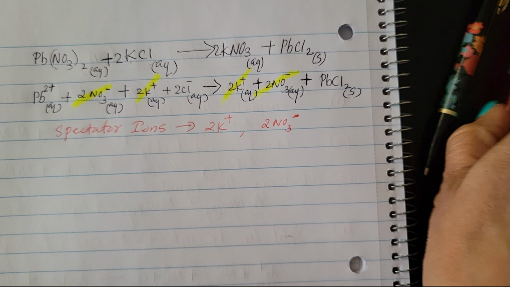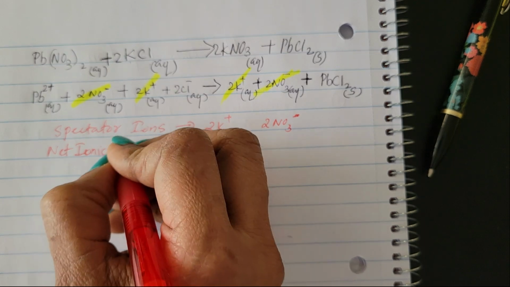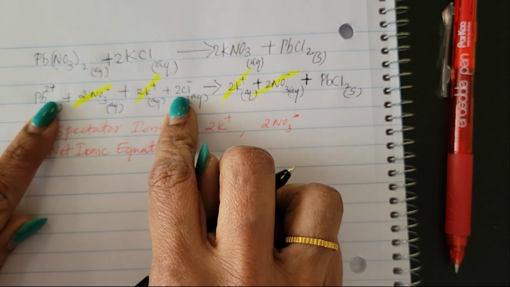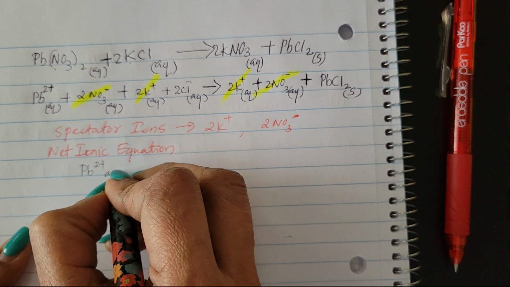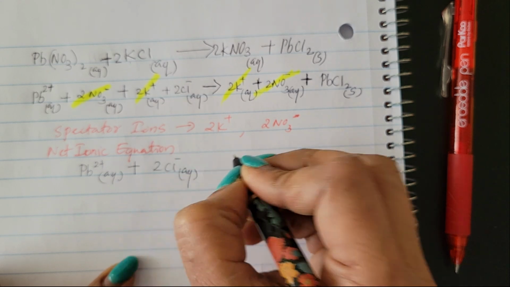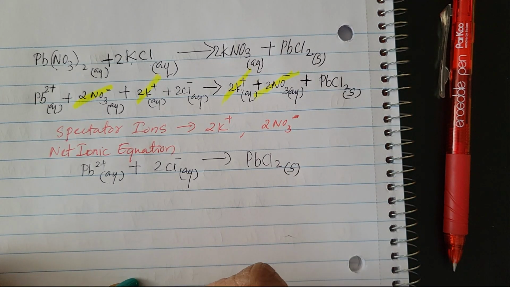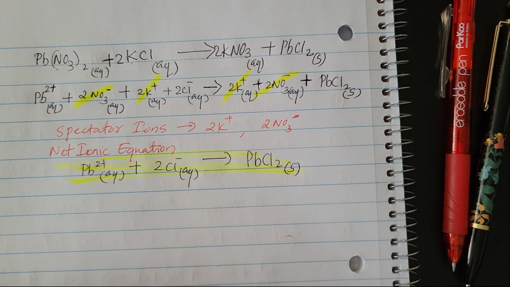And we need what? What is our aim? We are looking for the net ionic equation. So whatever things are left over, just bring that down, which is 1 Pb2 plus AQ plus 2 Cl minus AQ forming PbCl2 solid. Okay, now we got the net ionic equation.